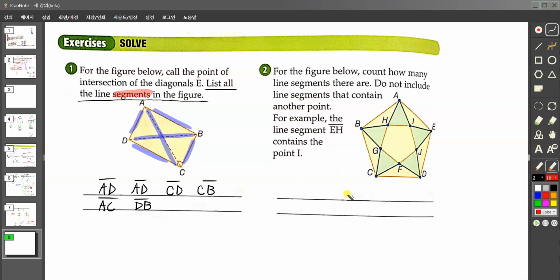I don't want to write down all kinds of segments here. It's just an expression as a line.